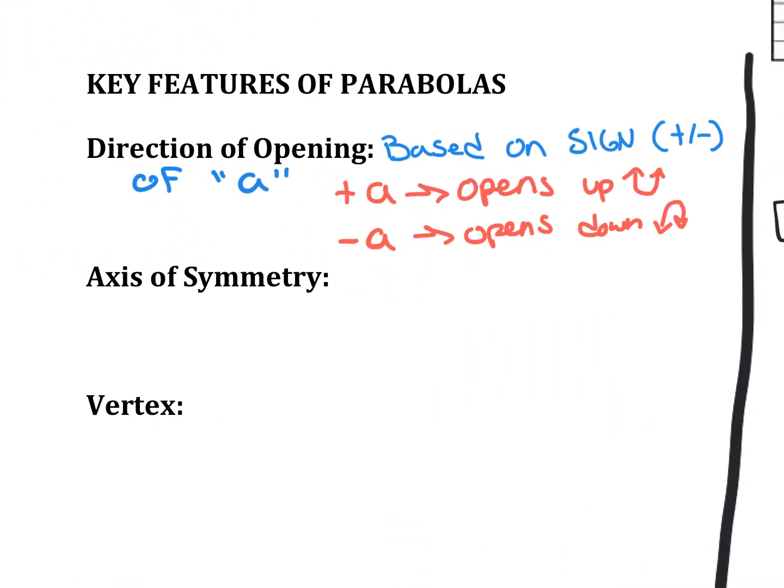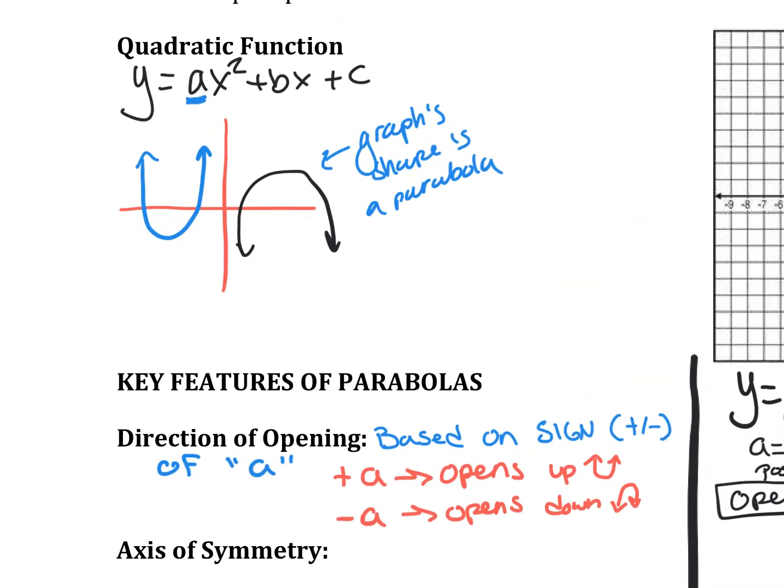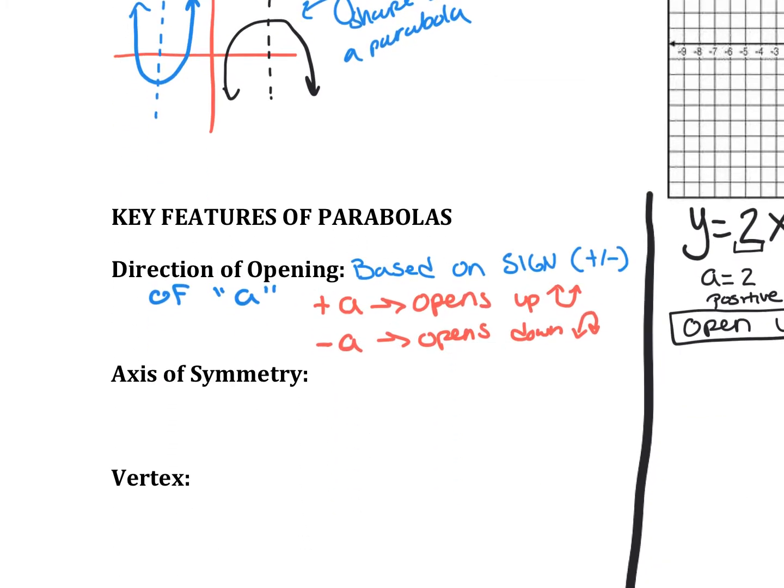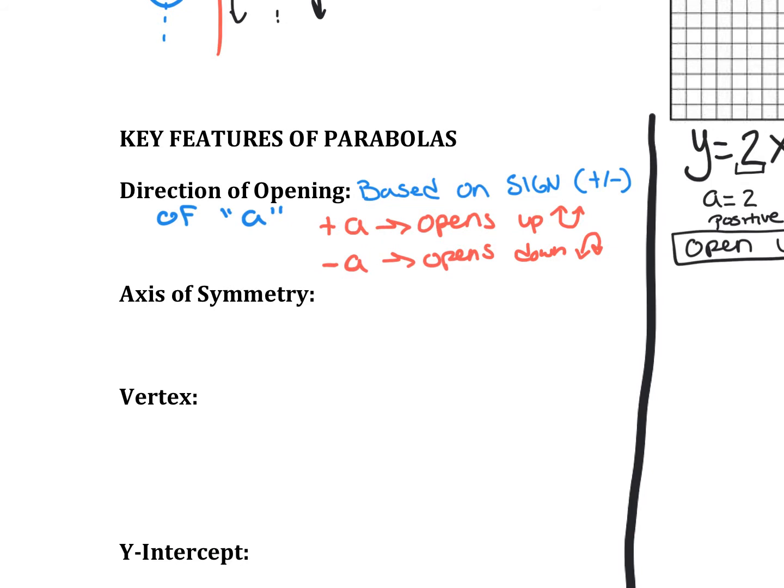Then we have the axis of symmetry. The axis of symmetry is an imaginary line that splits our parabola in half, and your parabola is symmetric about that line. So if you were to fold your parabola over on that line, it would line up because it's symmetric, hence axis of symmetry. So the axis of symmetry is a vertical line that cuts the parabola in half.